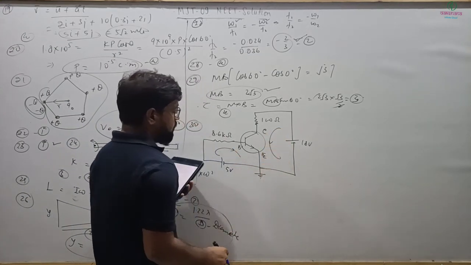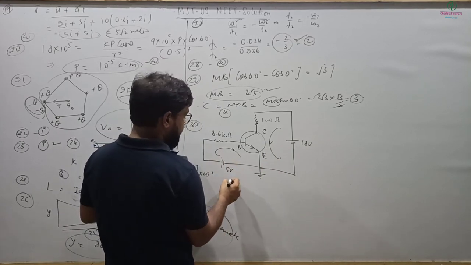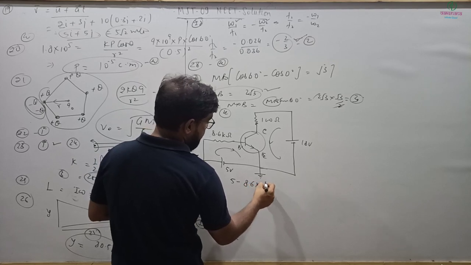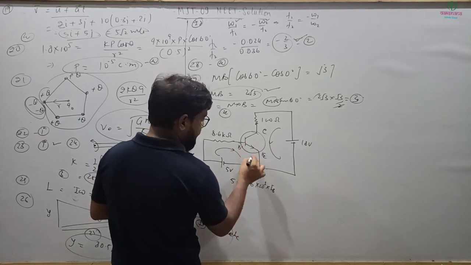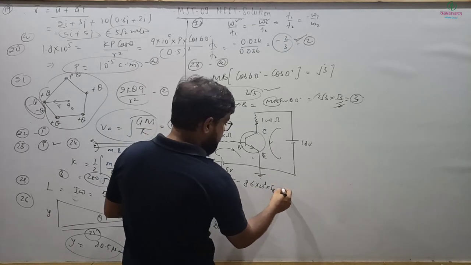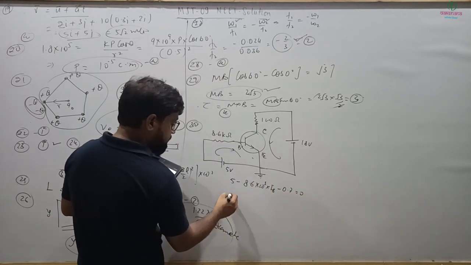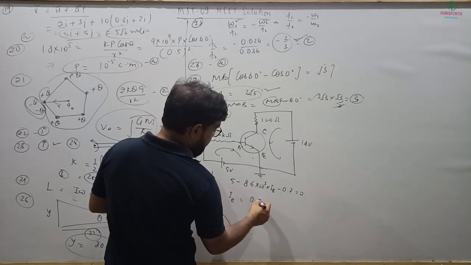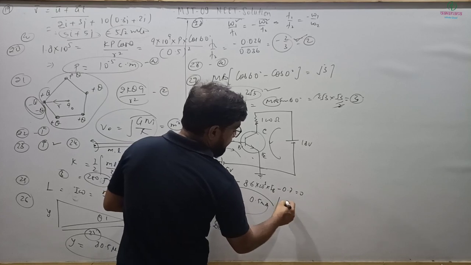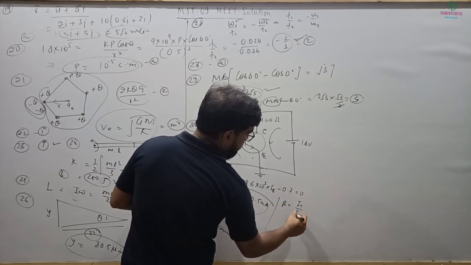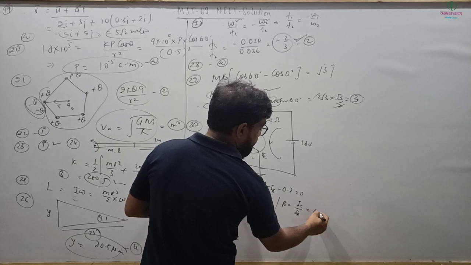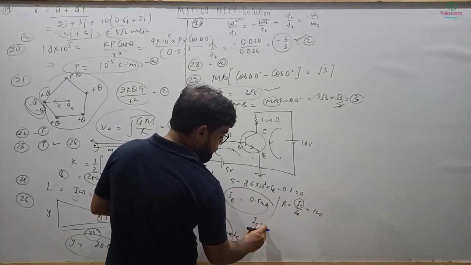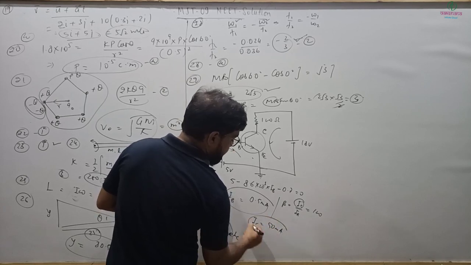KVL in this loop, then we will get 5 minus 8.6 into 10 to the power 3 into IB minus VBE, that is 0.7, equal to 0. Solving it, we are getting IB is equal to 0.5 milliampere. Beta is equal to IC upon IB. Beta is 100, so IC is equal to 100 into IB. So IC is equal to 15 milliampere.